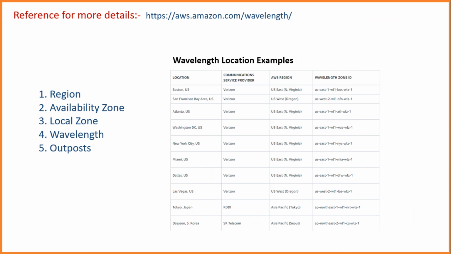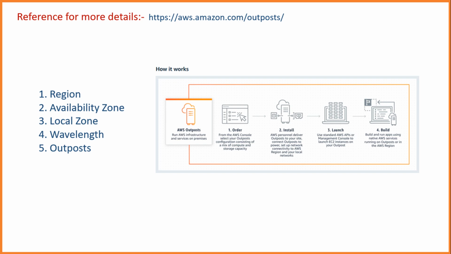Wavelength zone is a specially designed data center for 5G networks. AWS is creating wavelength zones inside the telecom provider's data center at the edge of the 5G networks. So, if your application traffic is coming from 5G network, it can reach application servers running in the wavelength zone without leaving the mobile provider's network. Make sense? So, a wavelength zone is a mini data center zone embedded in the 5G telecom provider's edge data center. Right? Great. The last one is the outpost zone.